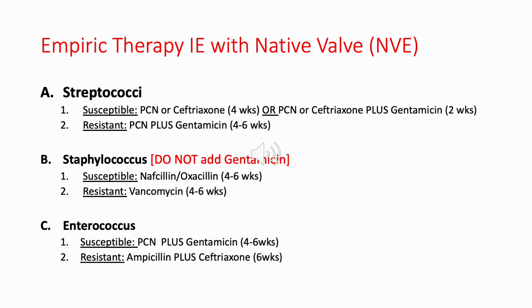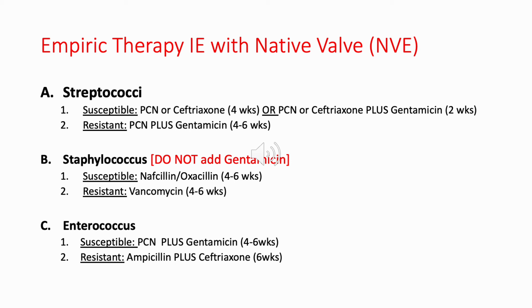So for the empiric therapy with the native valve, if we think about the strep or streptococcus, if it is susceptible, the American Heart Association is recommending guidelines of using penicillin or ceftriaxone for 4 weeks, or penicillin or ceftriaxone plus gentamicin for 2 weeks. If it's resistant, we're going to use penicillin plus gentamicin for 4 to 6 weeks.